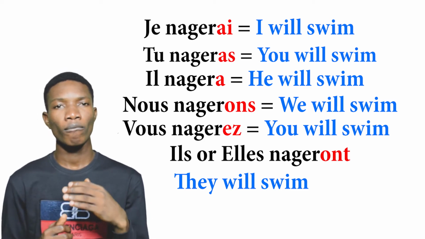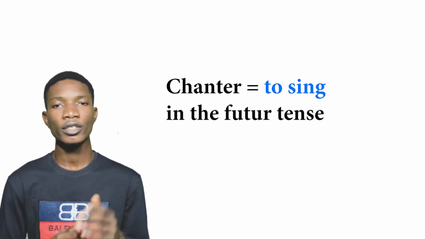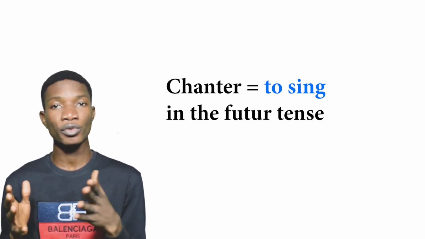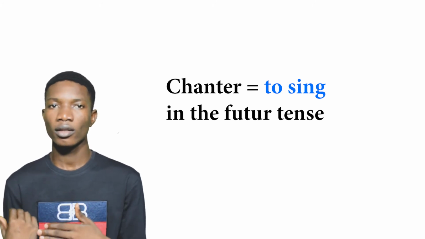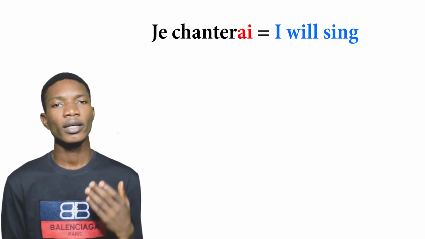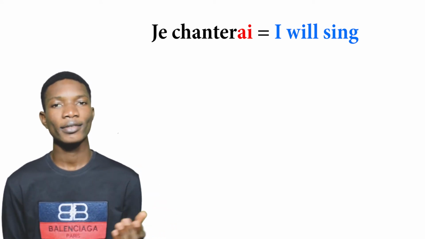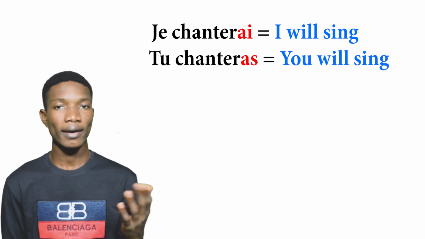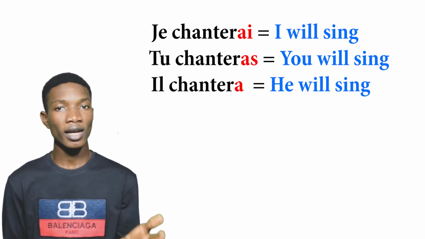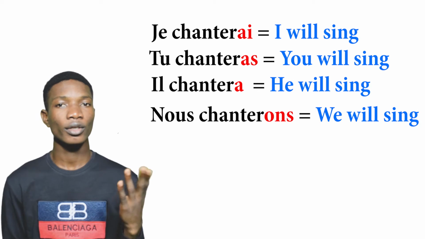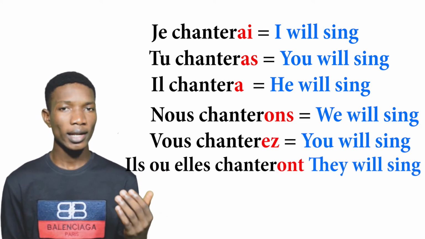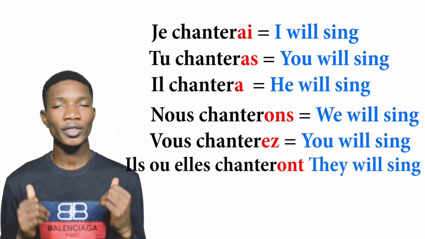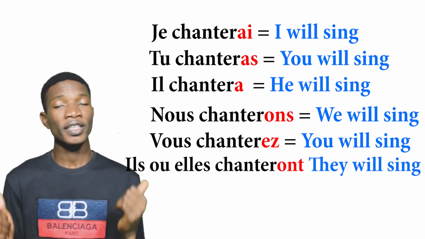So now let's use the example. Let's take chanter, which is to sing, and conjugate it in the future tense to compare with our verb nager, which is to swim. So chanter here will give us je chanterai, tu chanteras, il chantera, nous chanterons, vous chanterez, il ou elle chanteront. So you see, the ending is the same.